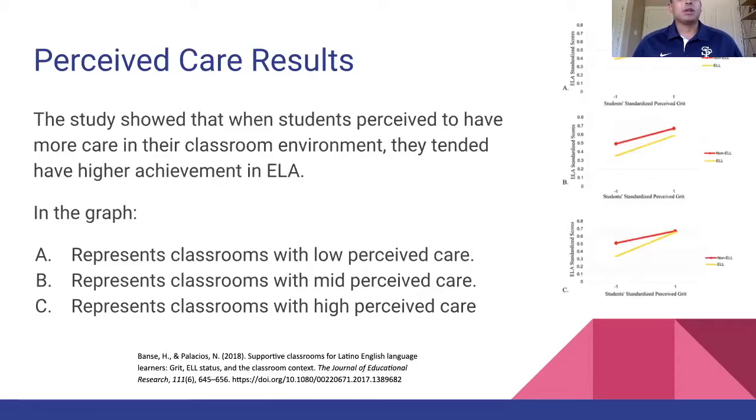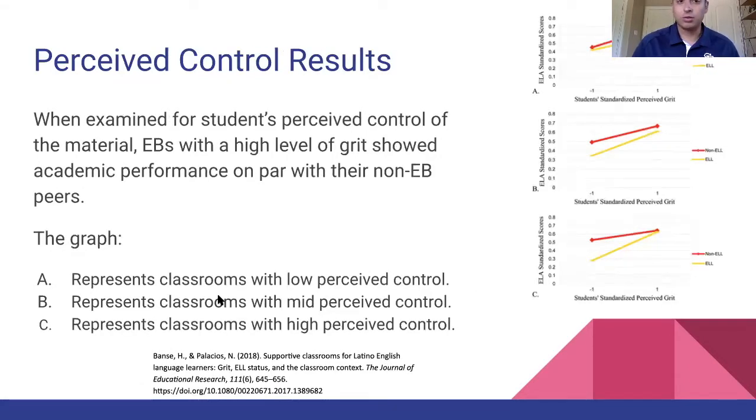So, perceived care results. As you can see in the graph, those emergent bilinguals who had the highest level of grit and the highest level of perceived care ended up testing just as well as their non-emergent bilingual peers, the native speaking peers. So when we coupled grit and care, the success factor was about the same for those two students. When perceived control, when the students thought that they had more control over the content, over what they were learning, that story was the same.